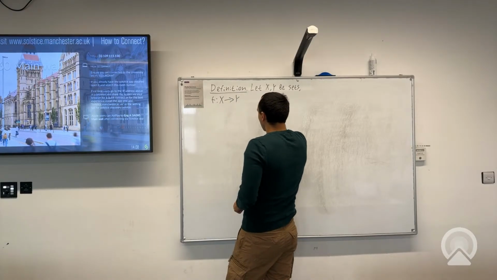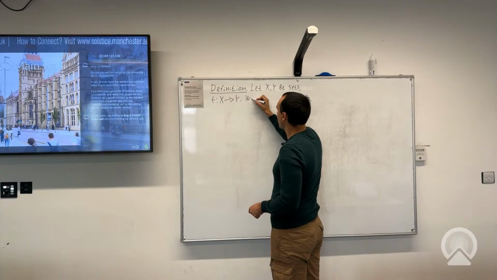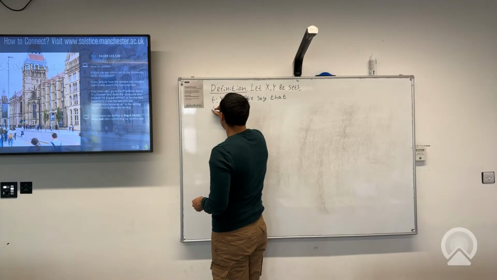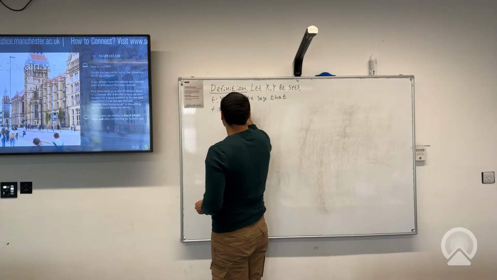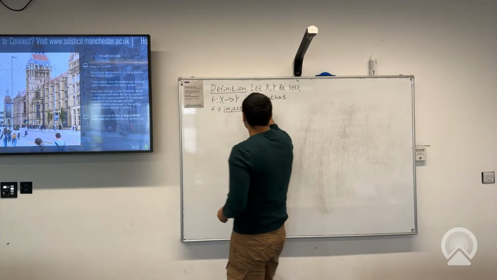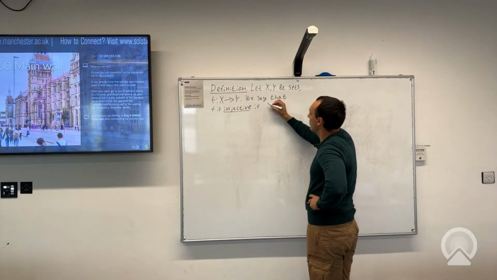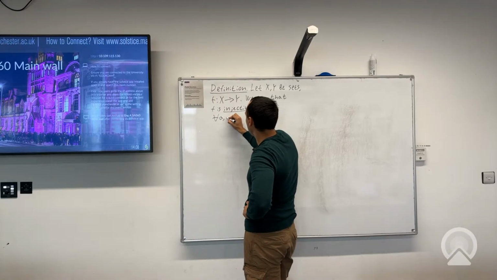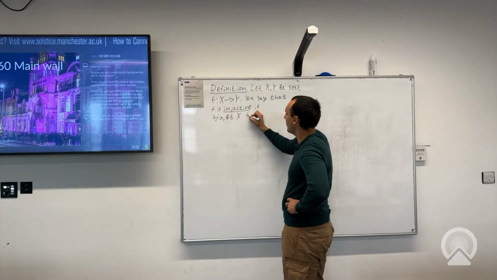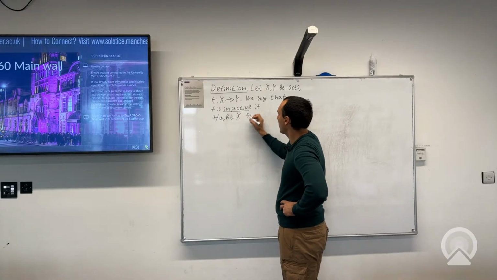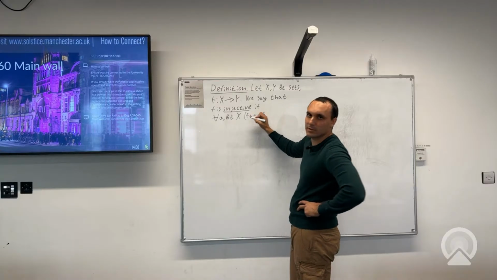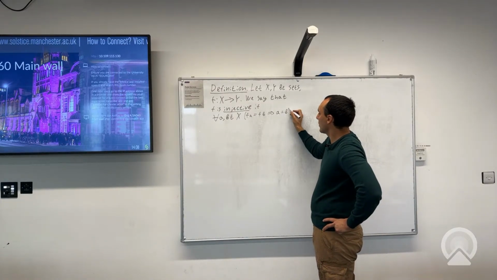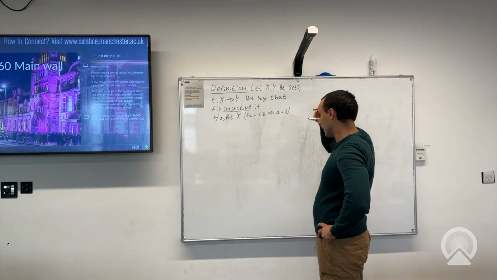Right. We say that f is injective if for all a and b in X, if f of a equals f of b, then a equals b. Usually people state it in contraposition.